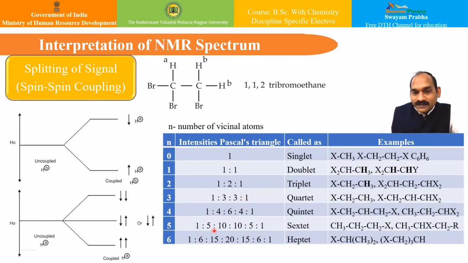You can obtain, like in this case you can see 1 plus 3 is 4, 3 plus 3 is 6, 3 plus 1 is 4, and then this is a single peak, and you can go on forming this Pascal triangle, and these compounds will give their effects.